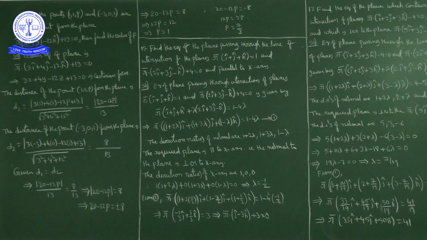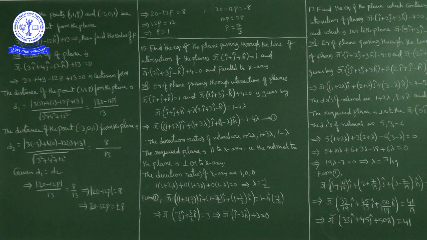First one, the plane r bar dot i cap plus j cap plus k cap is equal to 1. So r bar dot n1 bar equal to d1. In place of n1 bar what we have? i cap plus j cap plus k cap. In place of d1 what we have? 1. Second plane equation, r bar dot 2i cap plus 3j cap minus k cap is equal to minus 4. Now here n2 bar is 2i cap plus 3j cap minus k cap, equal to d2. d2 is what? Minus 4.